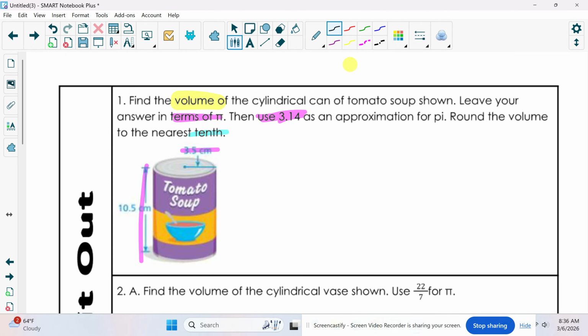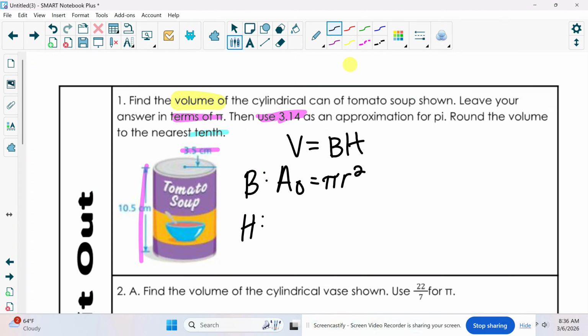So if we're finding volume, we need to use the volume formula. I need a B and I need an H. B stands for area of the base. We've been doing this, right? So area of a circle, which is pi r squared. Now, they want us to leave it in terms of pi. So what that means is, instead of putting 3.14 in your calculator, you're going to put the pi symbol in your calculator. Okay? So r squared, what was our r? What's our radius here?